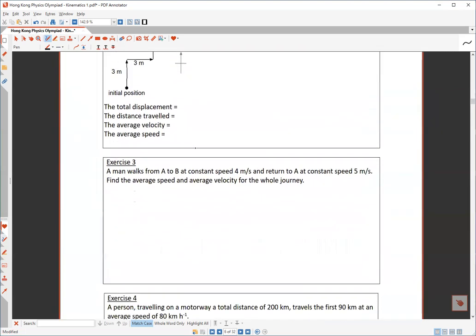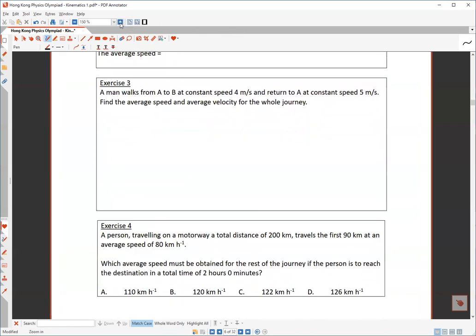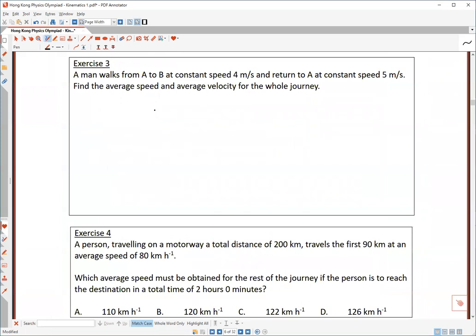So we'll skip this one, but we'll do exercise 3 and see who can get the correct answer. That's your time to do exercise 3. If you have finished exercise 3, you can do exercise 4. Exercise 4 is just a past paper from the GCE physics. Later on, let's talk about exercise 3.